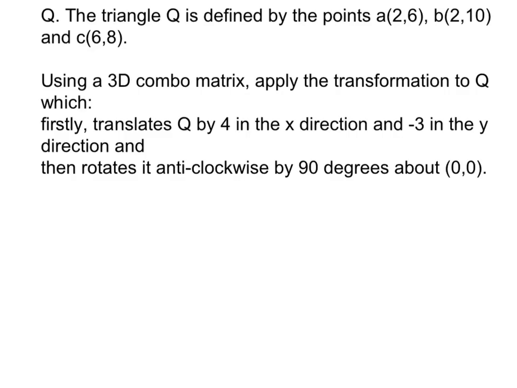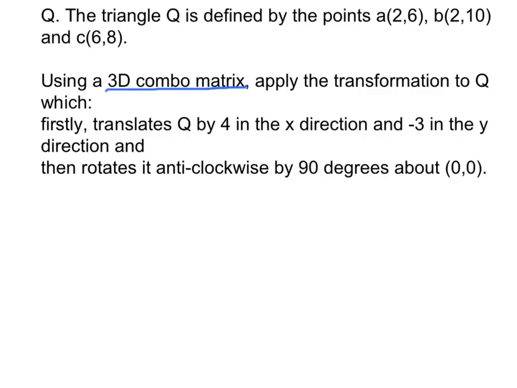Now let's look at this question. Here you're given a triangle Q, and it's defined by the points A, B and C, and you're given the coordinates there for A, B and C. The question asks you, using a 3D combo matrix, so a three-dimensional combo matrix, apply the transformation to Q, which firstly translates Q by 4 in the x direction and minus 3 in the y direction, and then rotates it anticlockwise by 90 degrees about 0, 0.